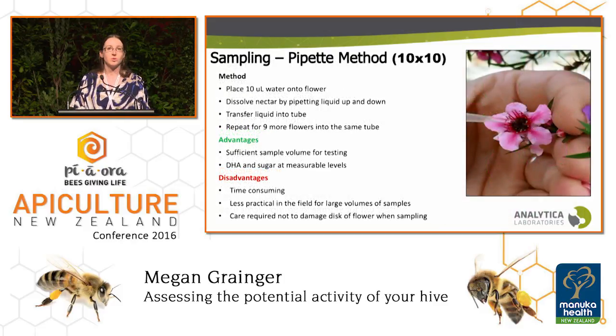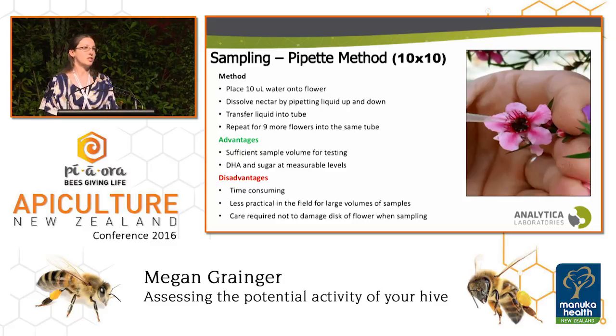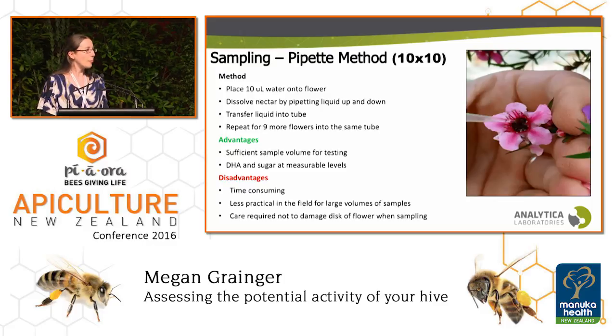So this is also what we call the 10 by 10 method. So we're taking 10 microliters of water onto an individual flower and dissolving the honey, and then sucking this back up and putting it in a tube. And we repeat this for the 10 flowers. So therefore we have 100 microliters of sample. So we've got sufficient sample for testing. And at this dilution, the DHA and the sugars generally should be at measurable levels in the laboratory.